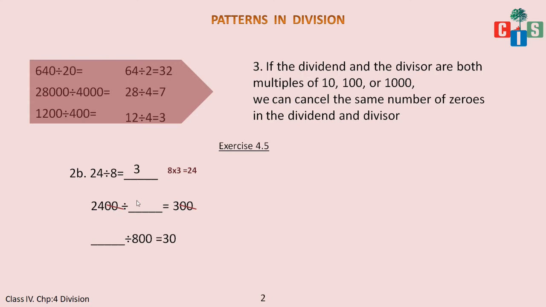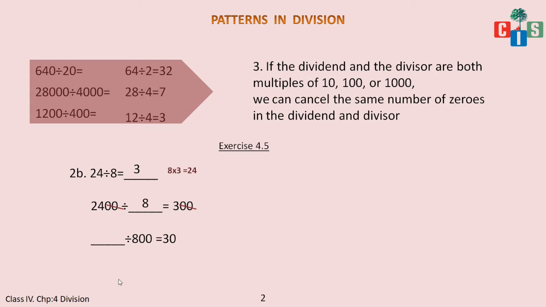Now I know that 8 multiplied by 3 is 24. So I have 3 and I have 24. I have to just play with these numbers. So 8 is remaining and my answer will be 8 here. Fine. The other way round, when you divide 24 by 3, you will get 8.